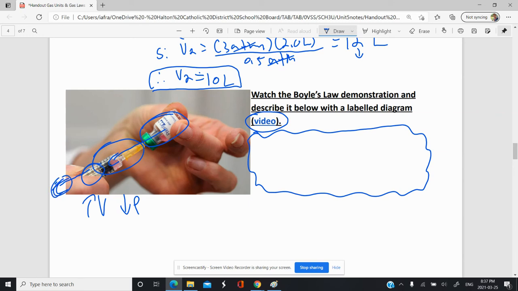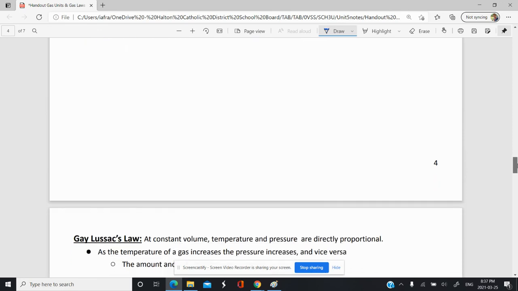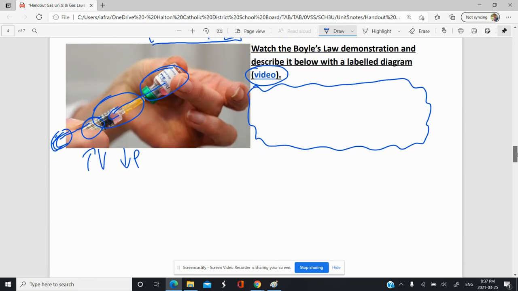And so that's an application of Boyle's law that you can see in everyday life. And please make sure you take a look at that demonstration to understand it, summarize it, and draw a labeled diagram of it.